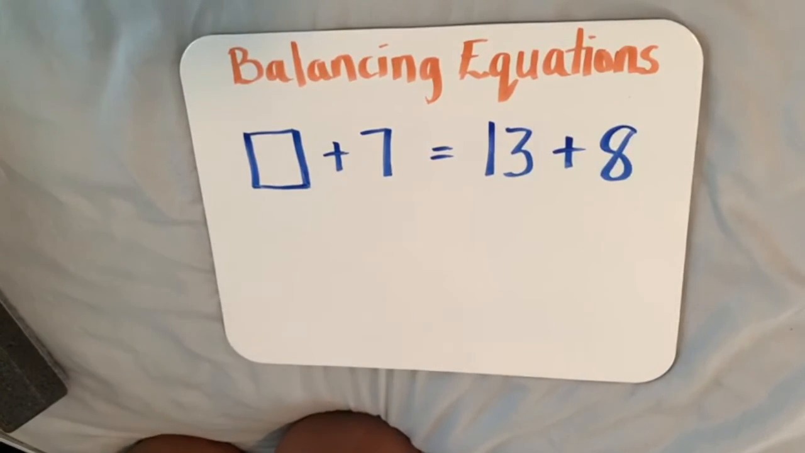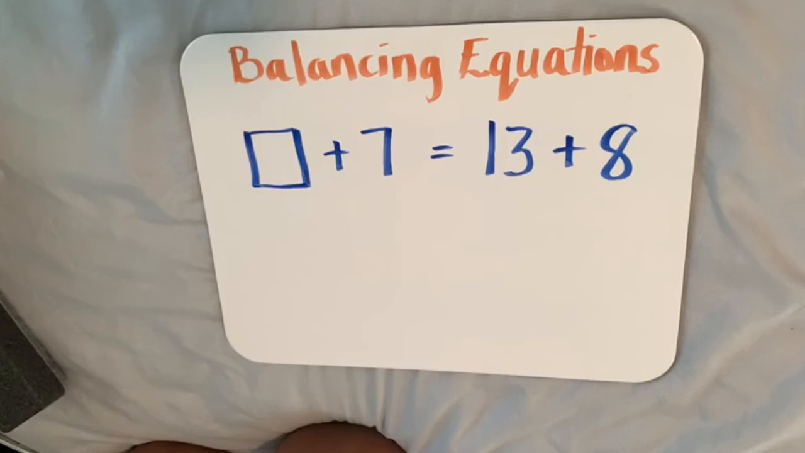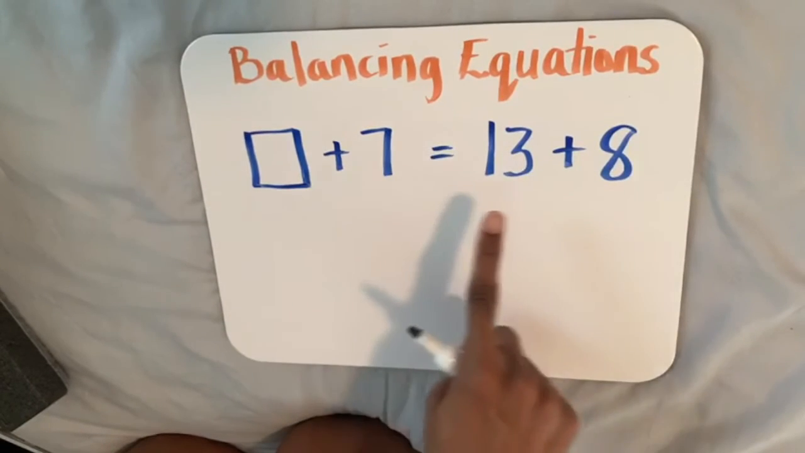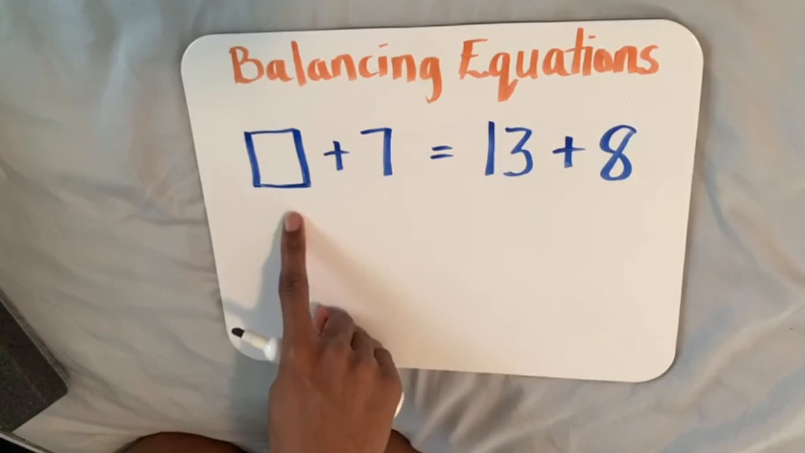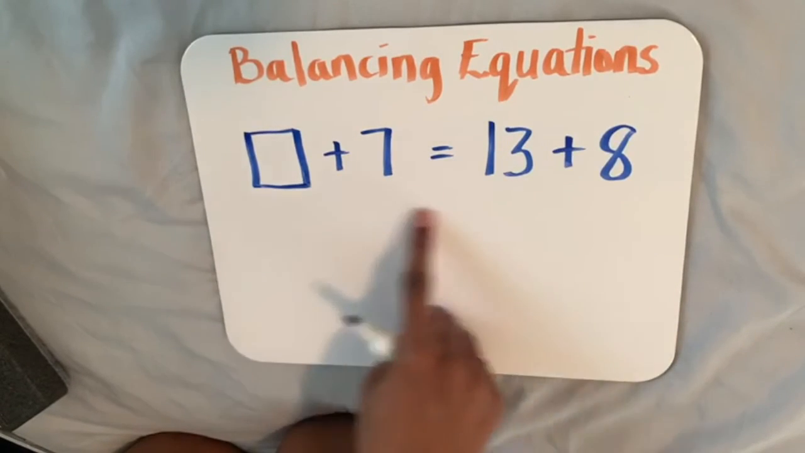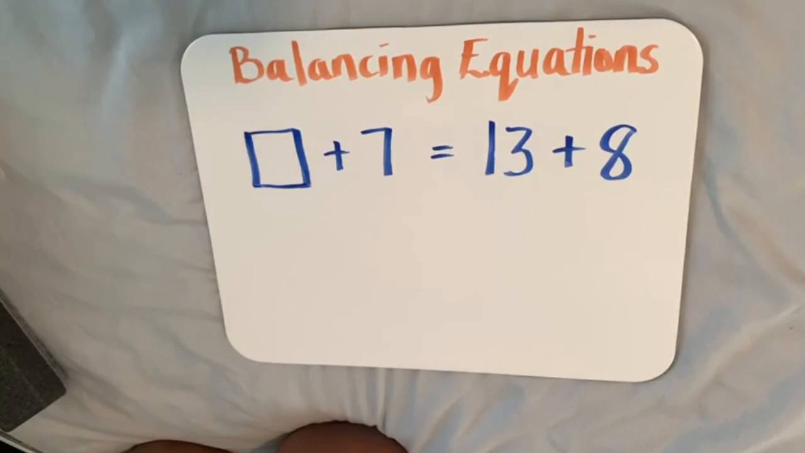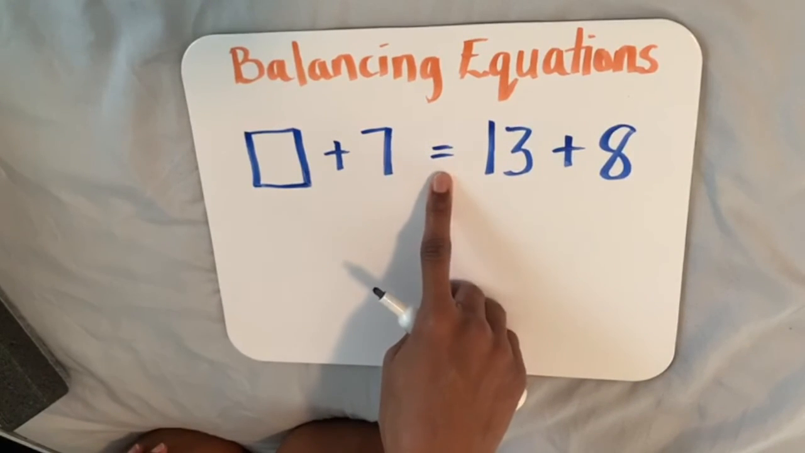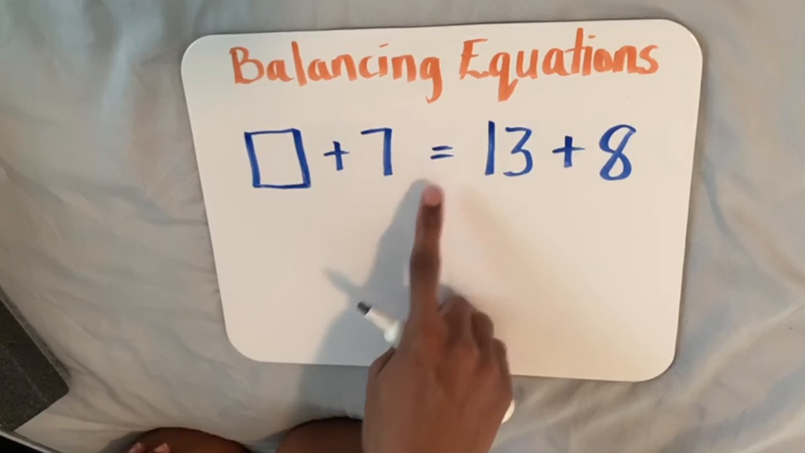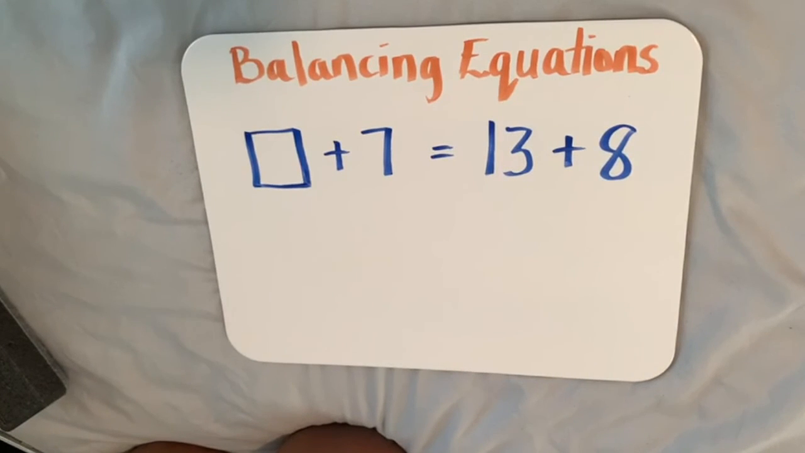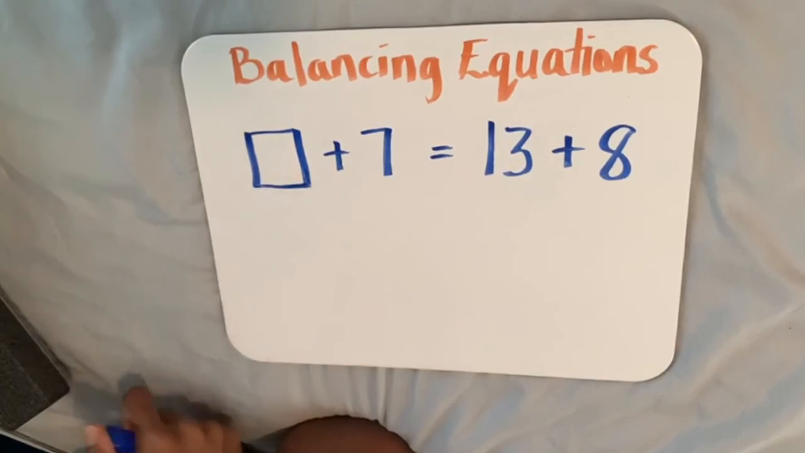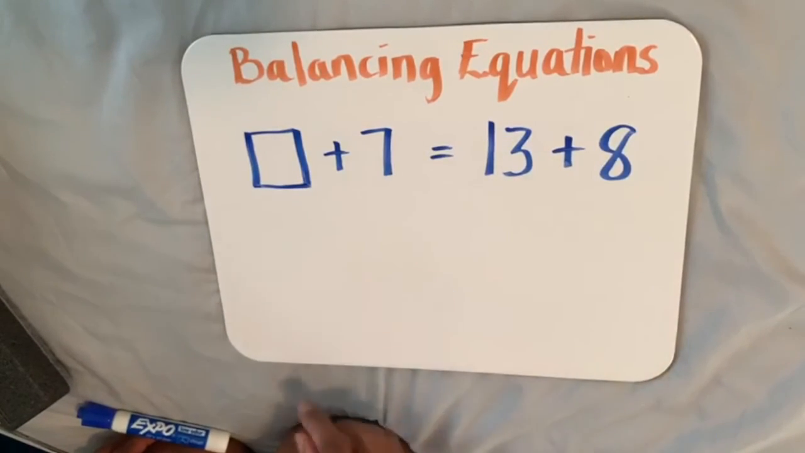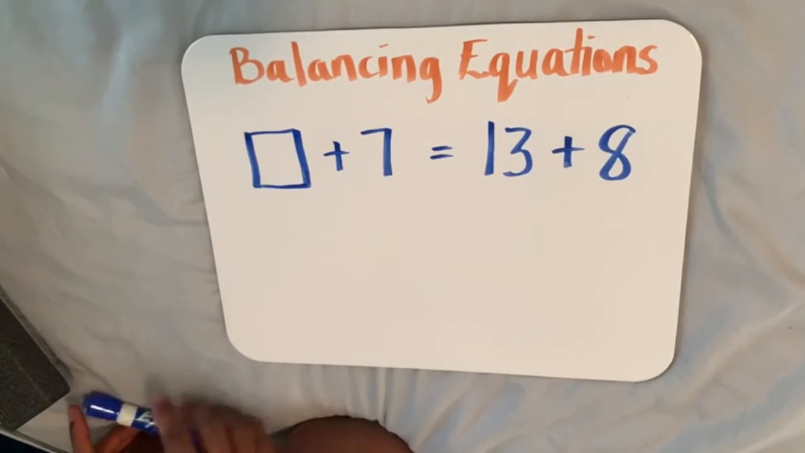Now, I won't do this one for you, but here's what I want you to think about. Which side can you figure out on your own? Is it the side with the box or the side without the box? Next thing I want you to think about, what does this equal sign mean? And lastly, what strategy are you going to use to figure out what goes in the box? Can you use your fingers? Can you draw circles? Do you already know in your head?